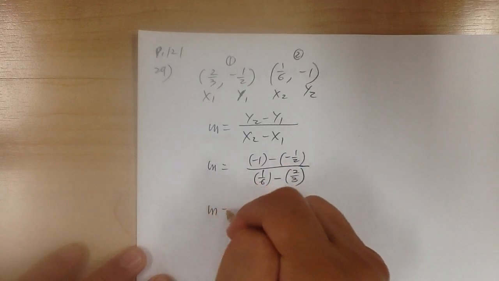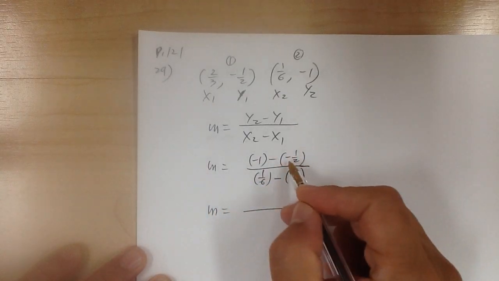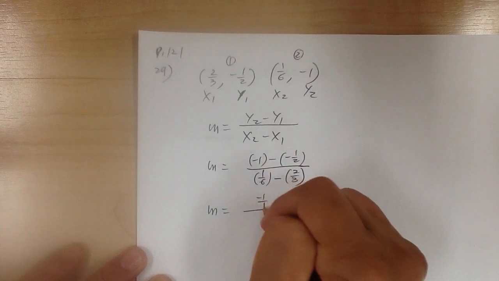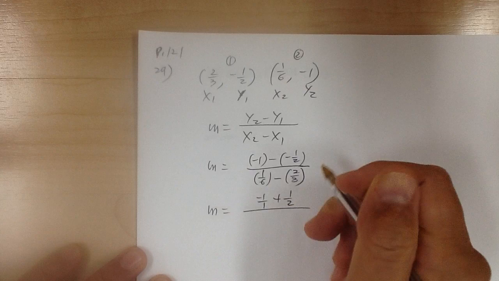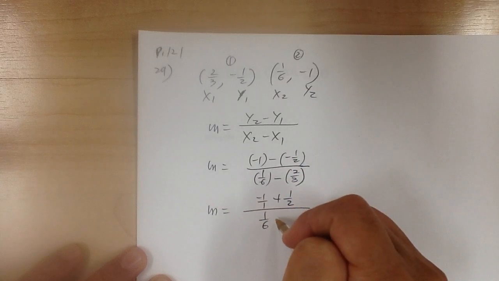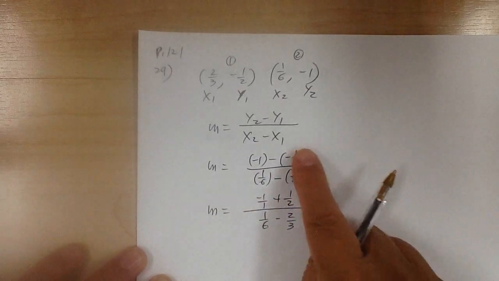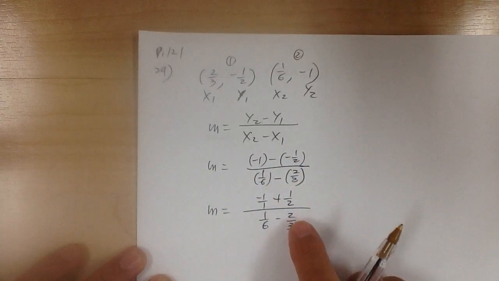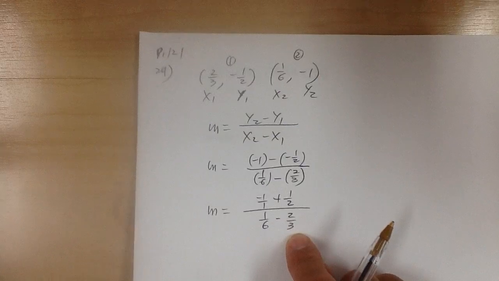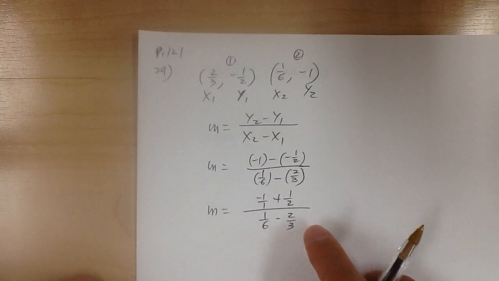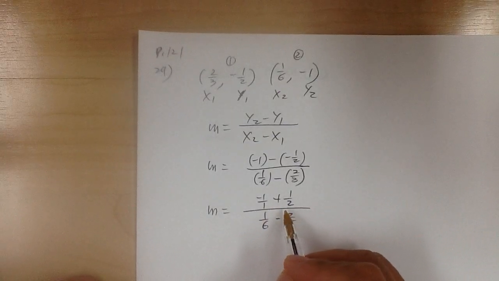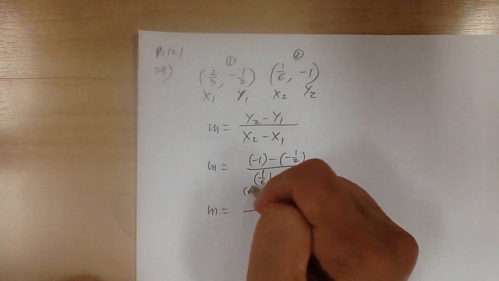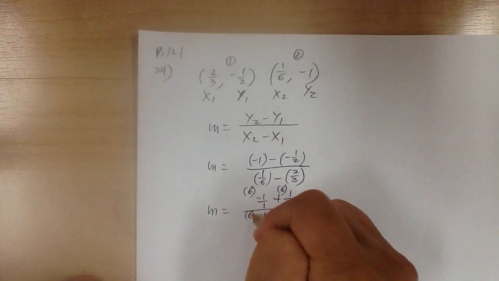So let's simplify things a little bit. Right now it's kind of hard to do this, so I'm going to just get rid of the signs. So you get -1/1, this becomes +1/2, and you've got 1/6 minus 2/3. Let's get rid of the parentheses. Now this is called a complex fraction. To simplify a complex fraction, you multiply by the common denominator for each term. So you've got 1, 2, 3, 6. So your common denominator is 6. Multiply by 6 on each term.